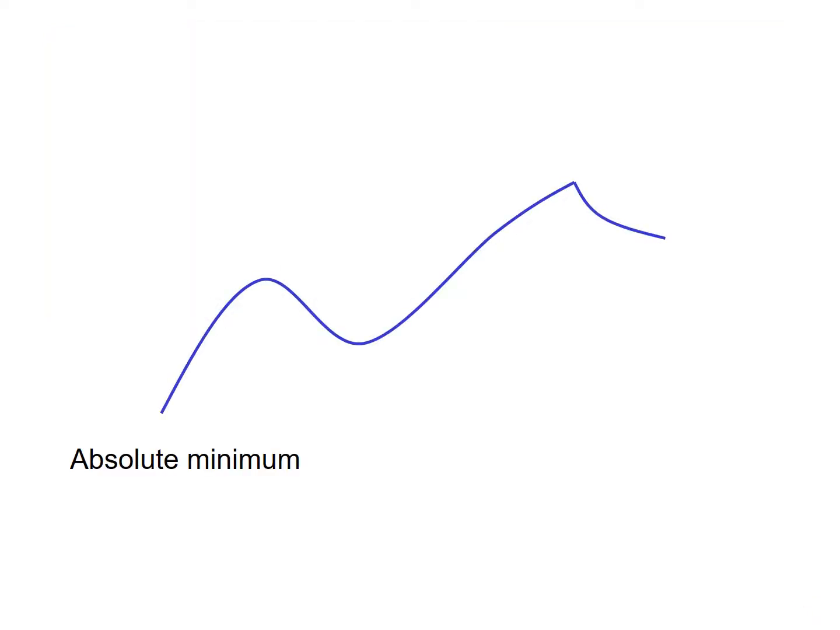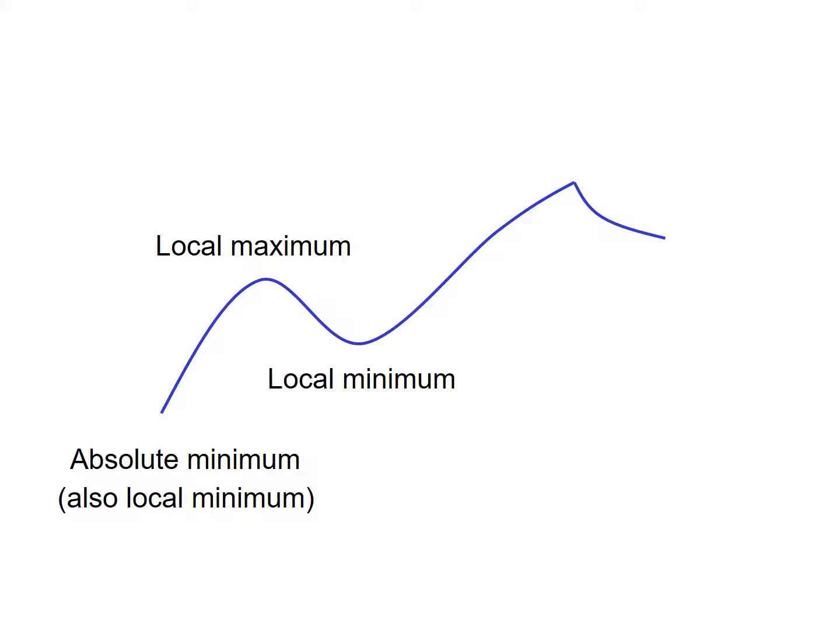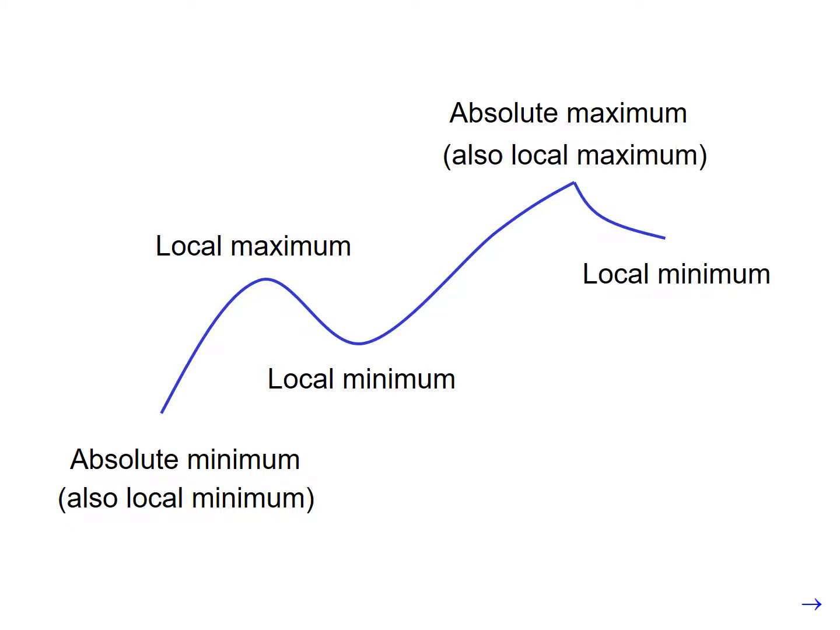We can see what this looks like right here. So we have an absolute minimum, because it's the smallest y value. Absolute extrema are also local extrema. This would be a local maximum because, although it's not the biggest y value overall, in the open interval around this point, it is the biggest. Local minimum, absolute maximum, which is also a local maximum, and a local minimum.